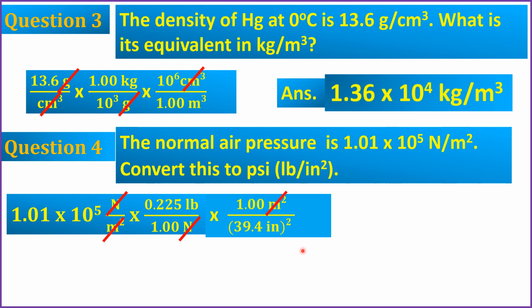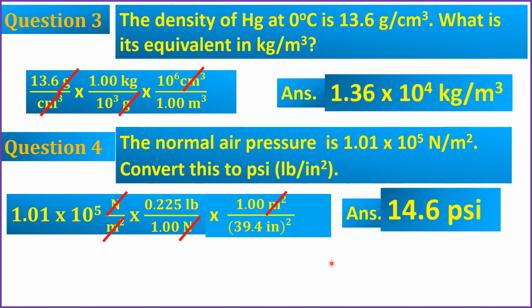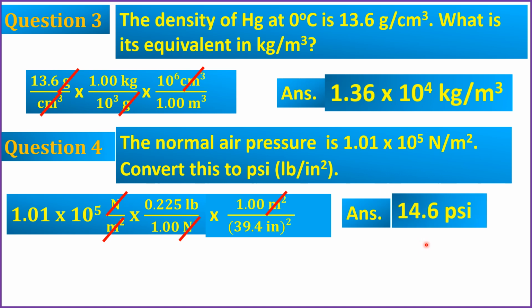So, as expected, meter squared gets cancelled out. And what we'll get for our answer is the product of 1.01 raised to the 5th power multiplied by 0.225 and then multiplied by 1.00 all over 1.00 and the square of 39.4, which is 14.6 pounds per square inch, or PSI.